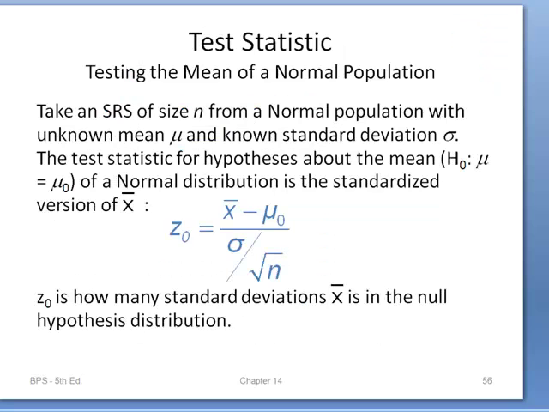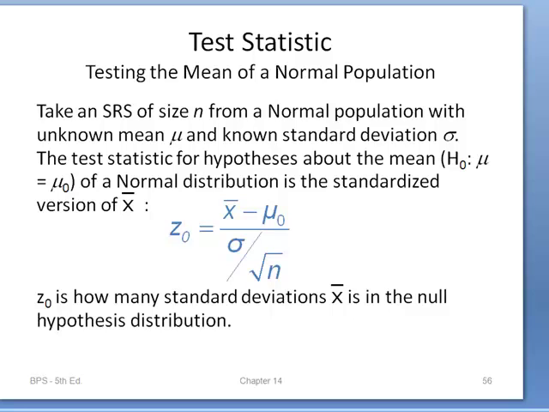So once we determine our null and alternative hypotheses, another thing you would do is take a sample of a certain size. You're going to take a simple random sample from your normal population, and you're going to calculate its mean. What you do with that, once you calculate the mean of your sample, is see how many standard deviations that mean is away in the null hypothesis distribution. And that's this thing called a test statistic, this thing called Z0.